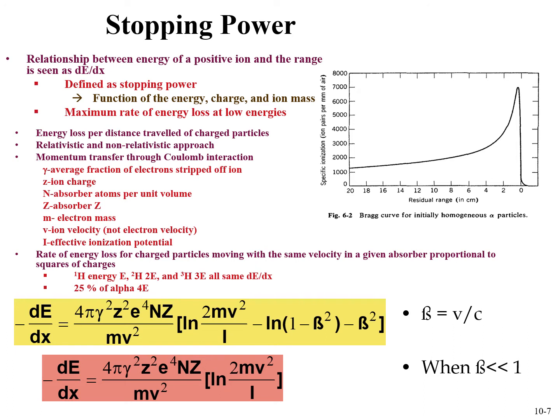So if there's a proton of a given energy, for deuterium it'd be twice that energy, tritium 3 times that energy. All would have the same energy loss as a function of distance. And it would be 25% of the alpha at 4 times the energy because of the mass differences. And the fundamental equations describing the energy loss as a function of distance are shown here. One is for when the velocity is approaching relativistic terms and one for when it's not relativistic.